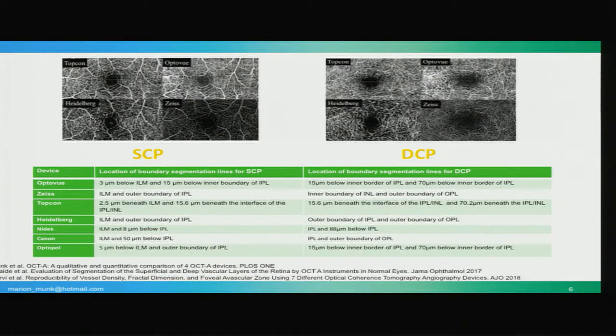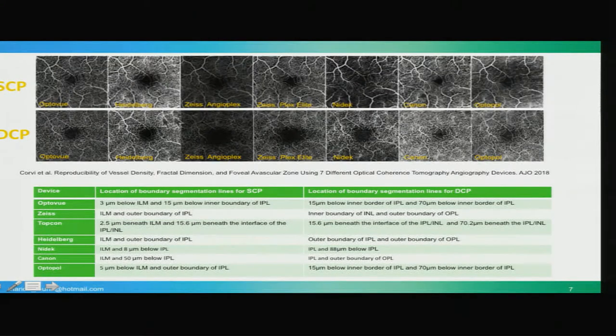As previously said, every manufacturer uses different methods to generate these flow motion contrast images, but they also use different segmentation lines. And this is rather a problem, especially when you want to compare the images among each other, because when you look at the images, you may see significant differences. This is just another example which displays one patient imaged by 7 different devices. And especially when you look at the deep capillary plexus, you see that even the foveal avascular zone definitely does not look the same in each of the images.